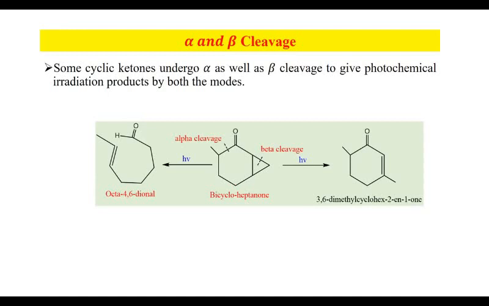There are certain other possibilities. Let's see if alpha and beta cleavage both take place. Here is the beta cleavage we have seen previously. Then an alpha beta unsaturated carbonyl compound is formed. We have seen the mechanism of this reaction previously. And if this alpha bond is cleaved, then this unsaturated aldehyde is formed. We have seen this example in Norrish type 1 reaction.